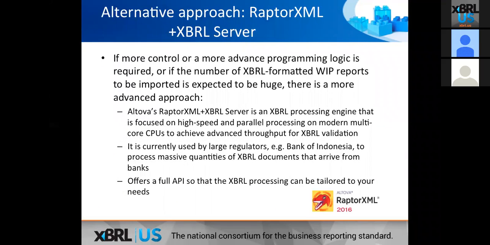I want to just briefly mention a second product that we offer for XBRL in case you have a more complex requirement, or when you have larger numbers of WIP reports that you want to import into the system. We have a high-performance server product called our RaptorXML+XBRL Server. That's an XBRL processing engine for parallel processing that's used by typically large regulators like Bank of Indonesia to process massive quantities of XBRL documents.